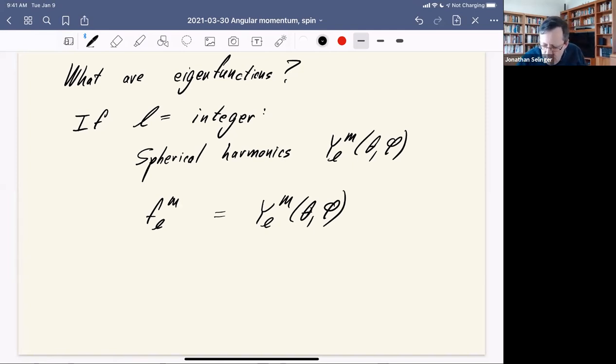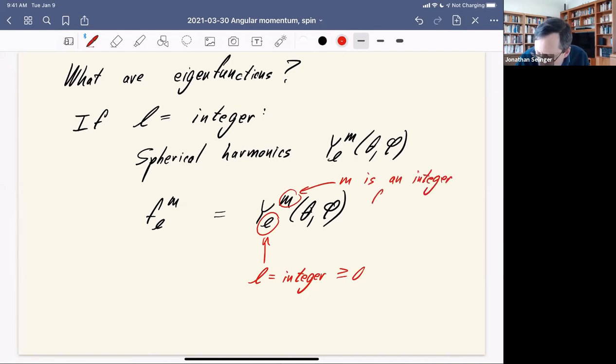You know, these things already have the right kinds of quantum numbers, right? Where L is an integer greater than or equal to 0, and M is an integer from minus L to L. Okay. And so this is something that I already told you about.